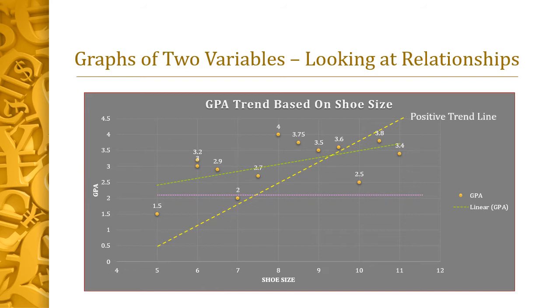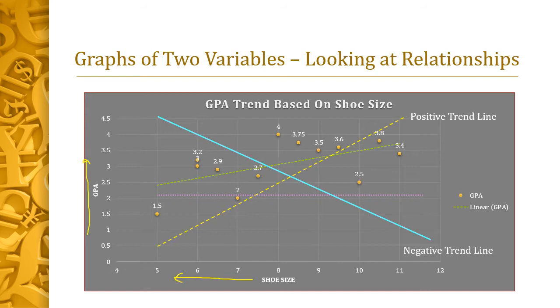But we could have another type of trend line. We could have one that goes down. So this blue line, we would call that a negative trend line. Now, what a negative trend line basically says is that when one side goes up, the other side is going to go in the opposite direction.